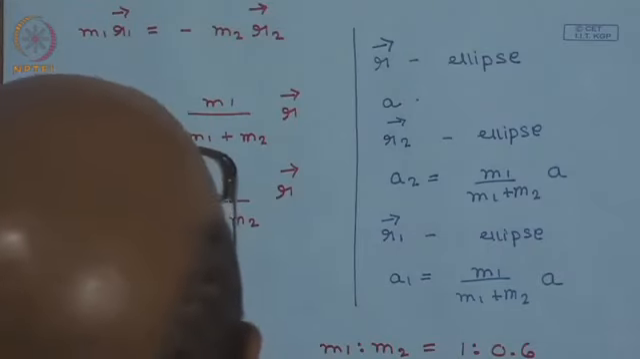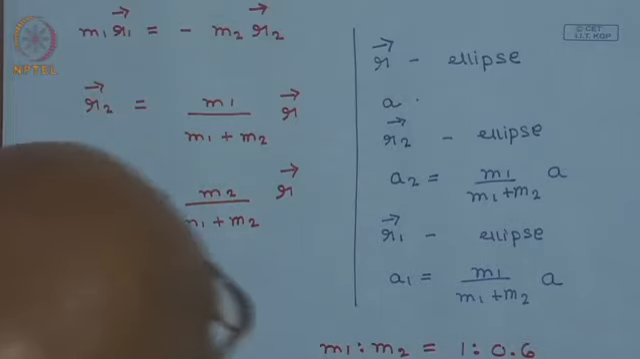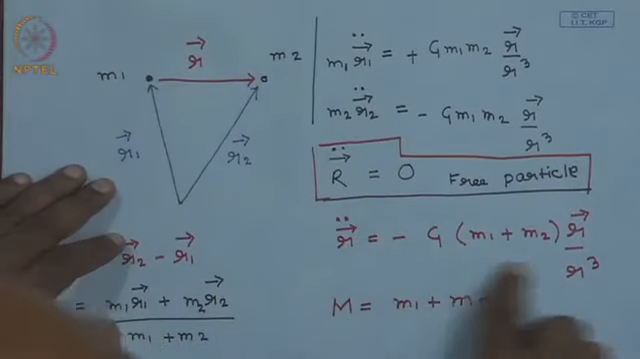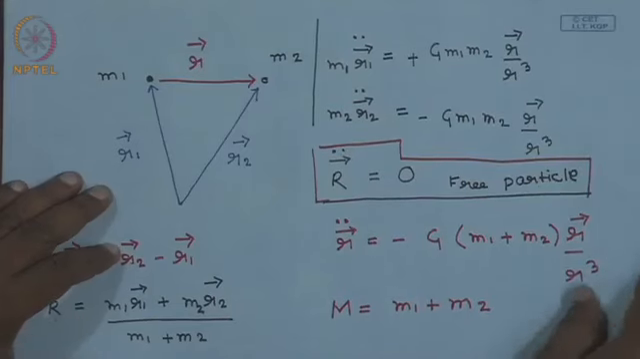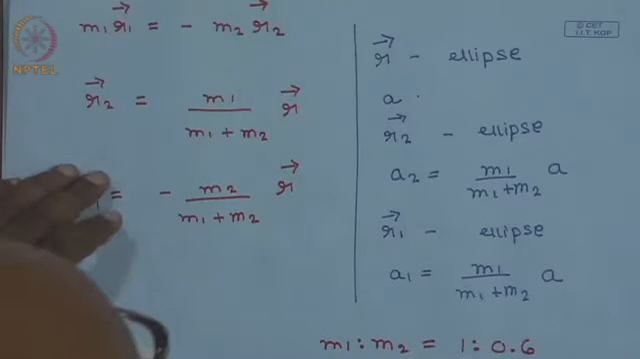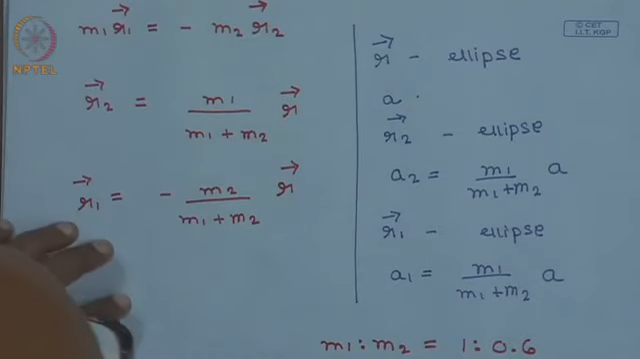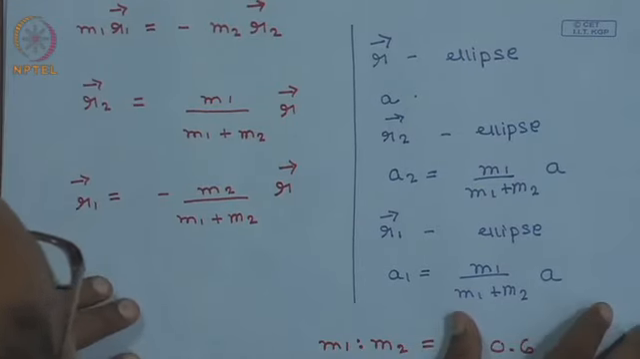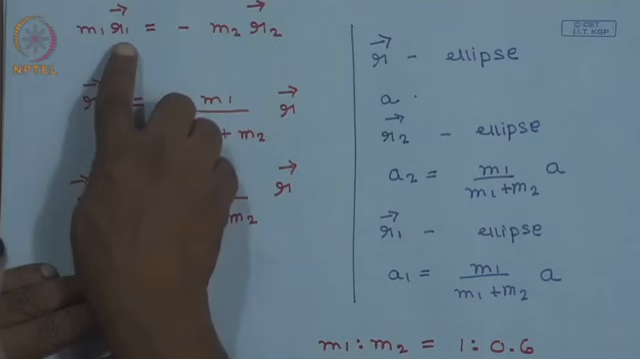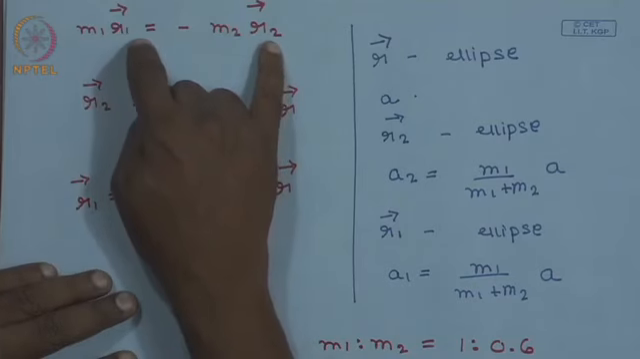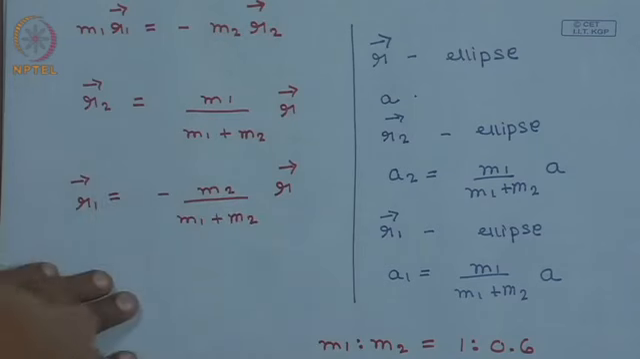So, the displacement vector between these two particles traces out an ellipse and follows Kepler's laws, and each of the particles also traces out ellipses and follows Kepler's laws. The ratio of the radii is inversely proportional to the masses.